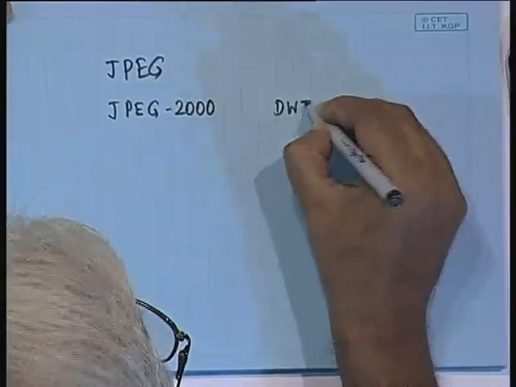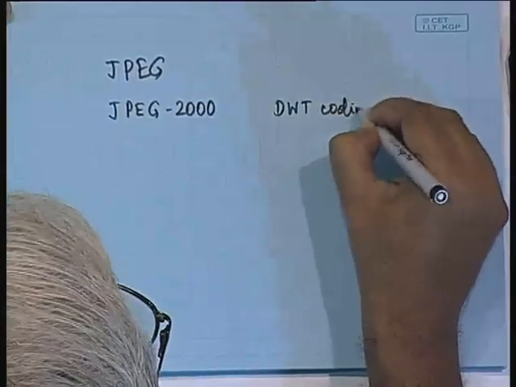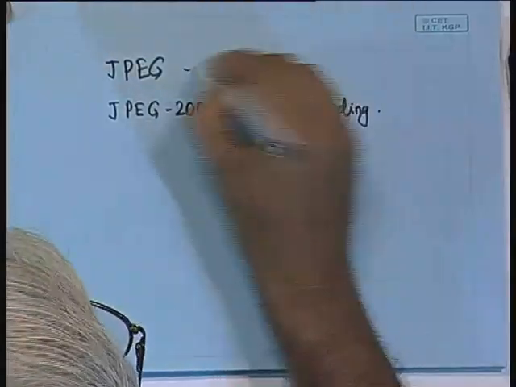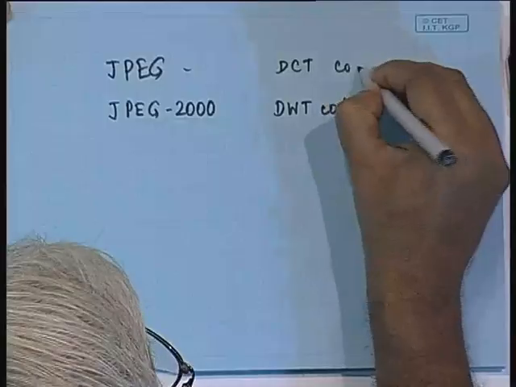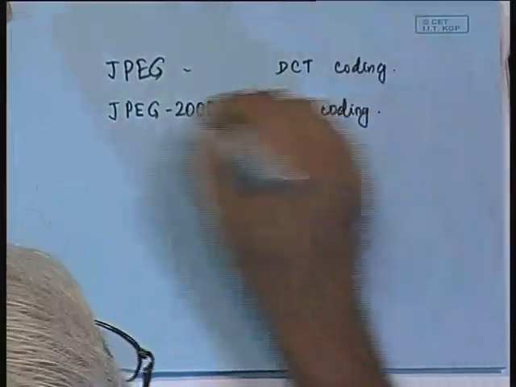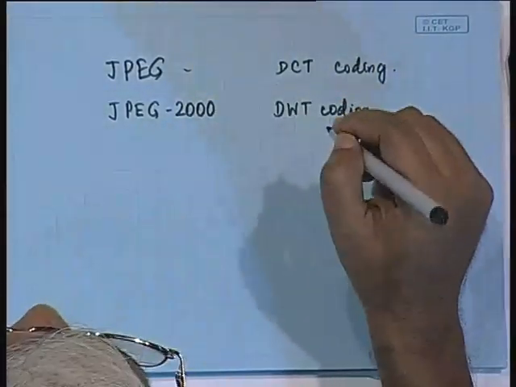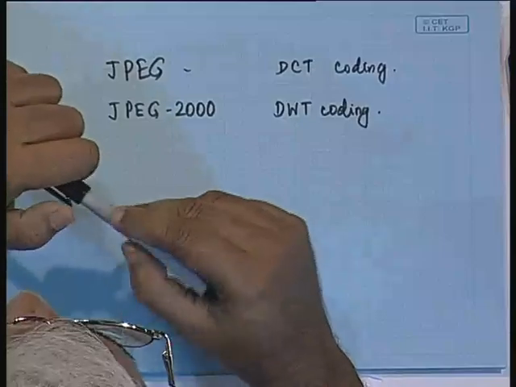Now, JPEG 2000 has used the discrete wavelet transform coding. So, this has used DWT coding, whereas as you already know, JPEG had used DCT encoding. Okay. Now, in JPEG 2000, the DWT encoding, how was it used?